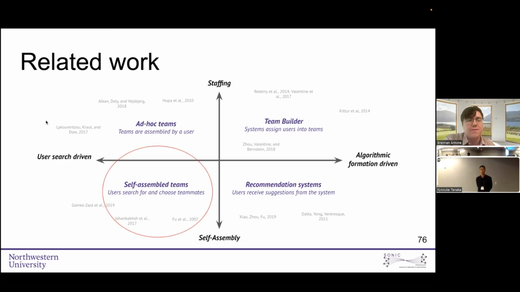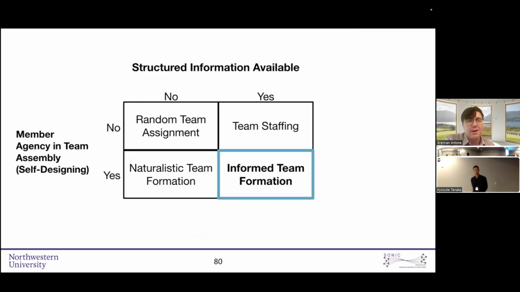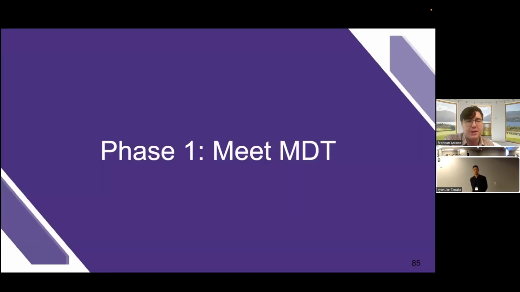So we're looking at self-assembled teams where users have choice. They're able to build their own teams, and it's not dictated by an algorithm. It's not dictated by external staffing. So looking at that, we're looking at informed team formation. That's where we want to introduce this platform called My Dream Team.